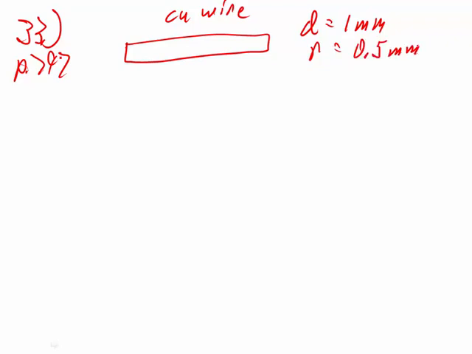0.5 millimeters, which is 0.5 times 10 to the negative third meters, okay? And it has a current of 20 amps. That's pretty high current, isn't it? What is the electric field inside this wire?